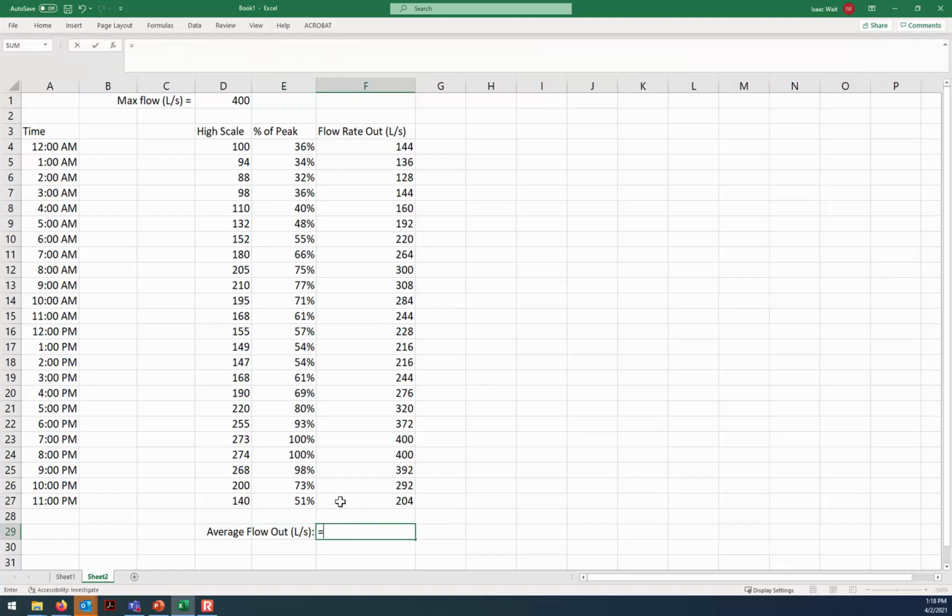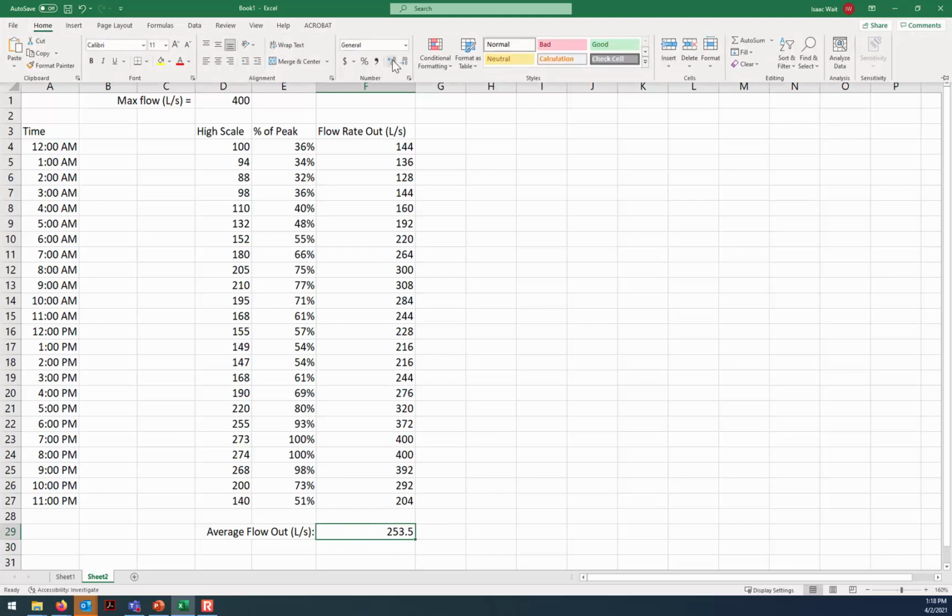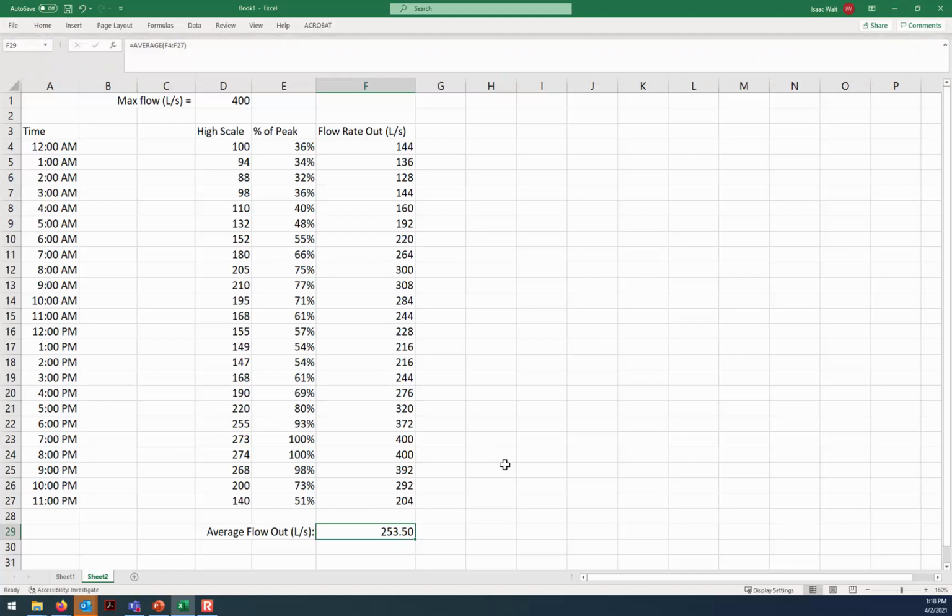Okay, so I've got all this data, and the average is 253.5 liters per second. 253.5 liters per second is the average flow out of the tank.